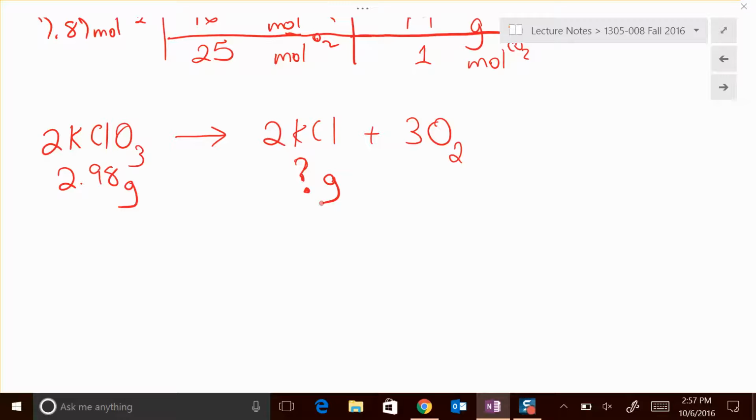Okay, so yes, you have the right idea, but the units are a little off. Like this would be grams of KClO3 instead of KCl. This is moles of KClO3. This would be moles of KCl. Oh, okay. We could set up. But you have all the numbers right.